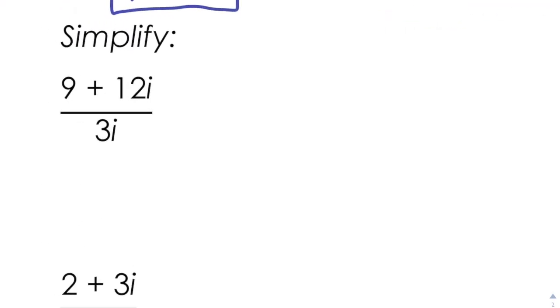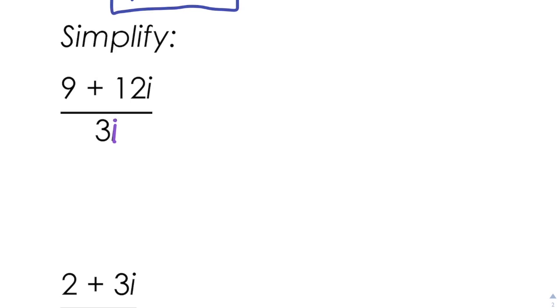So if I take a look at this problem now, I'm dividing and I have complex numbers. 3i, remember, is 3 times the square root of -1, which you're not allowed to have in the denominator. You can't have 3 times the square root of -1. So you have to find a way to get rid of the i.